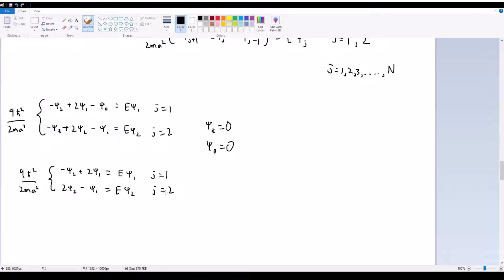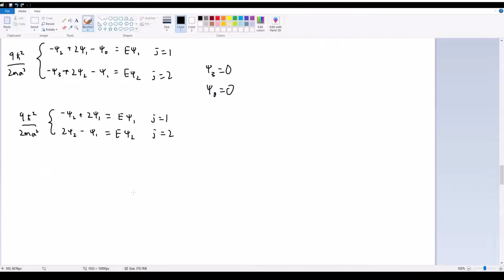And hopefully you see that now we can just convert this into a matrix equation. If I rearrange this so that psi 1 is always at the front, then I get 9ħ²/(2ma²) times (2 psi 1 minus psi 2) is equal to E psi 1. And we also have negative psi 1 plus 2 psi 2 is equal to E times psi 2.